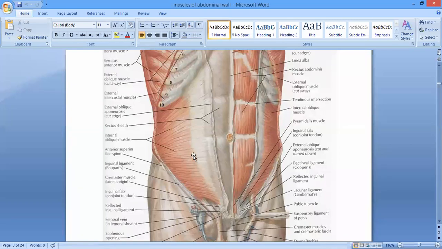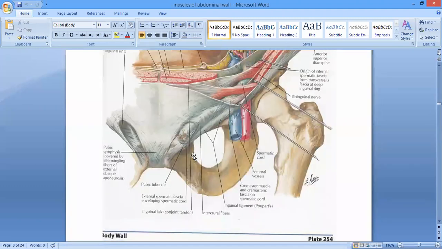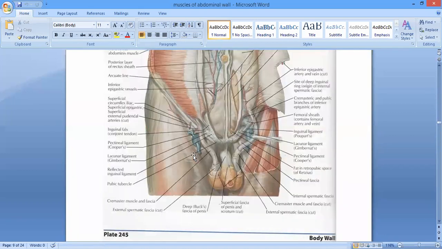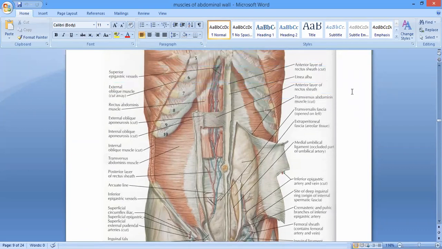We'll talk about the transversus abdominis muscle now. The transversus abdominis muscle is the innermost layer of the crescentic abdominal muscles, right? Again, a thin sheet of muscle, and its fibers are running horizontally. Now, where is this muscle coming from? These fibers are coming from the inner surface of the lower 6 costal cartilages.